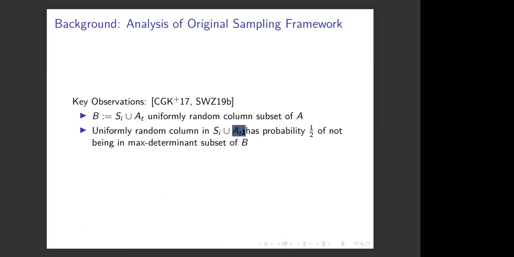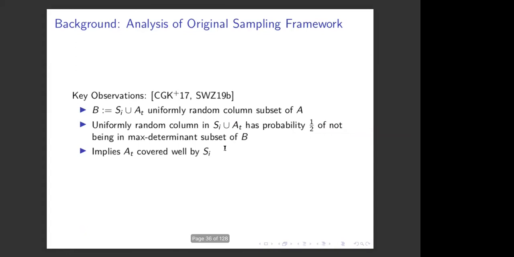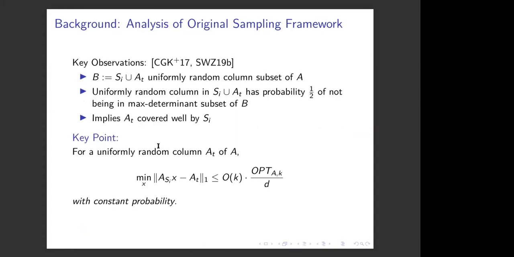So this new column A sub T is a uniformly random column of B, which has 2K plus 1 columns. And the optimal max determinant subset of B has K columns. So A sub T has probability at least a half of not being in that max determinant subset. So it's covered well by the rest of the columns of B. So with that, we have this lemma. In these previous works, they showed that for uniformly random column A sub T, with good probability, it's covered up to an O of K factor by the uniformly random subset that is sampled.